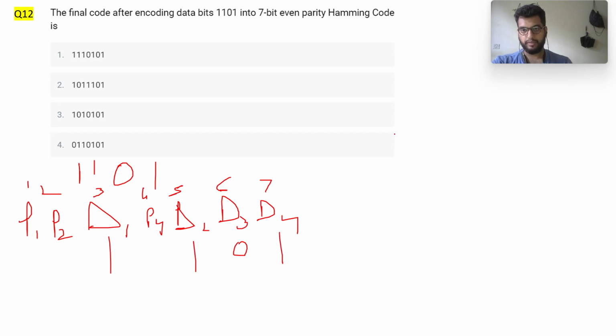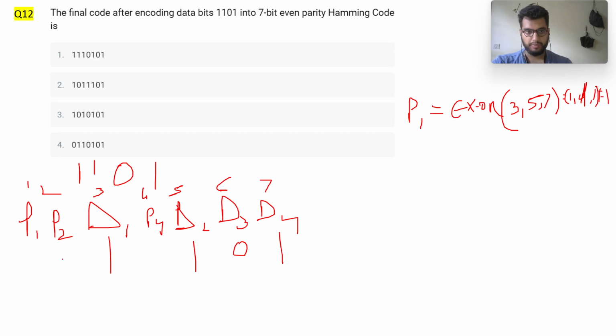Now we have P1. How will we find P1? We will have an XOR operation between 3, 5, and 7. That is 1, 1, 1. And that is equal to 1. So P1 is 1.